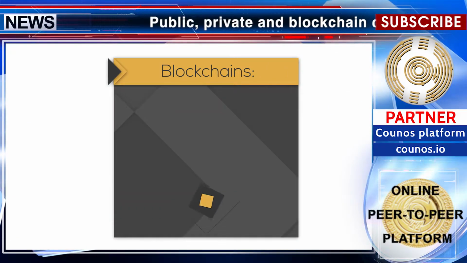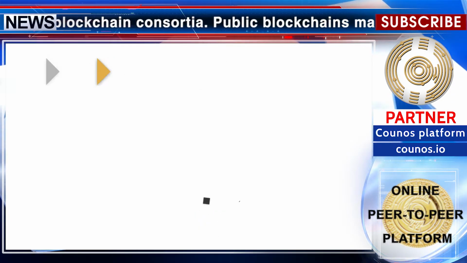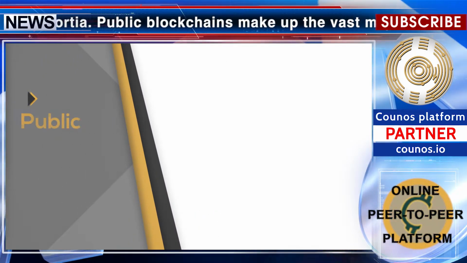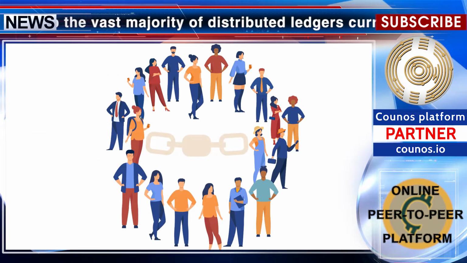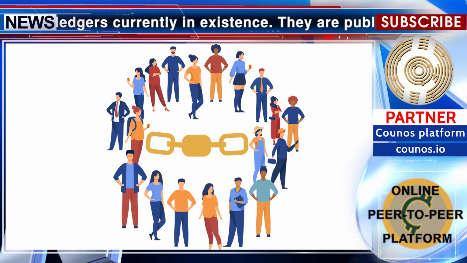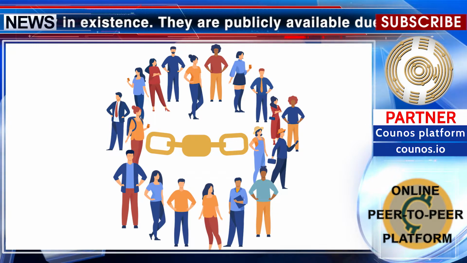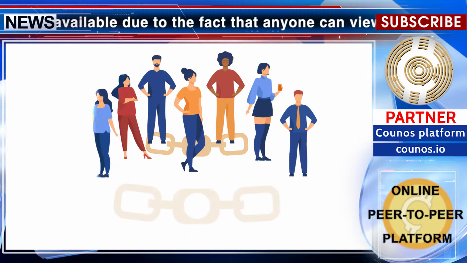Public, private and blockchain consortia. Public blockchains make up the vast majority of distributed ledgers currently in existence. They are publicly available due to the fact that anyone can view the transaction history. And to join block validation, you only need to install additional software.